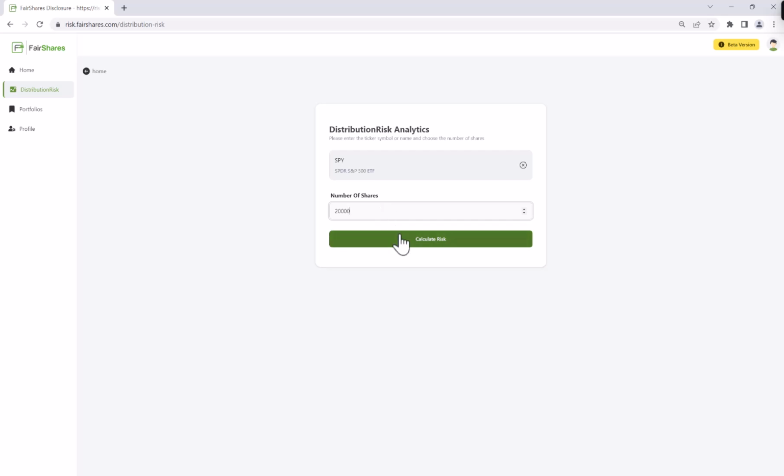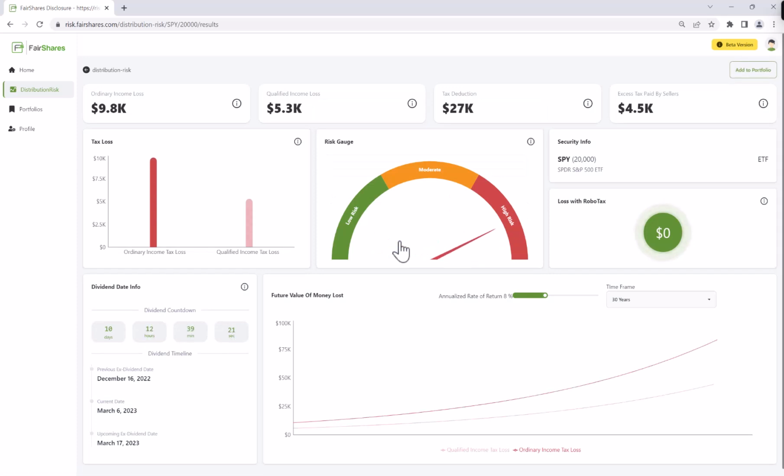20,000 shares is the aggregate amount of SPY that I'm going to purchase for the portfolio, and I can calculate the risk. As a portfolio manager, I am probably going to be holding these securities for longer than 61 days, so we're going to be looking at qualified income, correct? If you're looking for a shorter duration, if you're planning on swing trading this, then you want to look at the ordinary income loss.